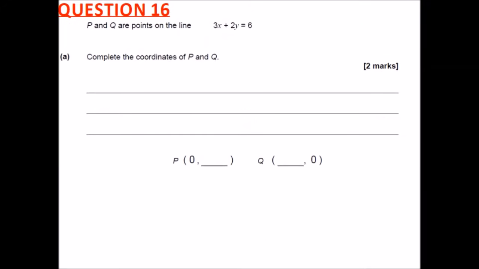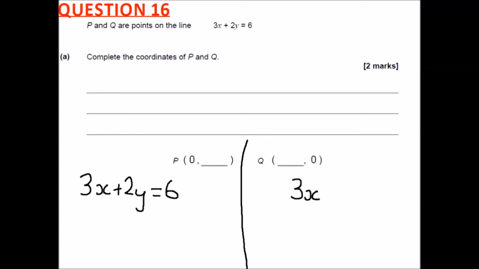Question 16. P and Q are points on the line 3x plus 2y equals 6. We're told to complete the coordinates of P and Q. Now, you might not believe me, but the examiners are being quite nice to you here, because they've told you that P is a coordinate where x is 0. So if we divide these up here, 3x plus 2y equals 6. I'm just copying down the initial equation. And for Q, again, 3x plus 2y equals 6, because that's the equation of a line at any point.